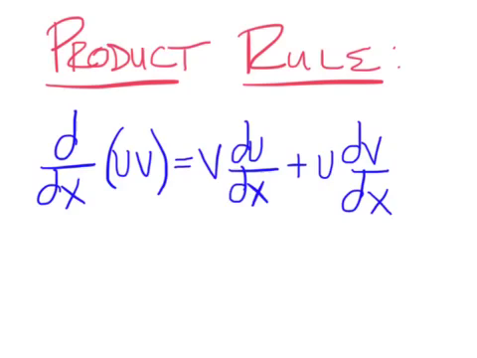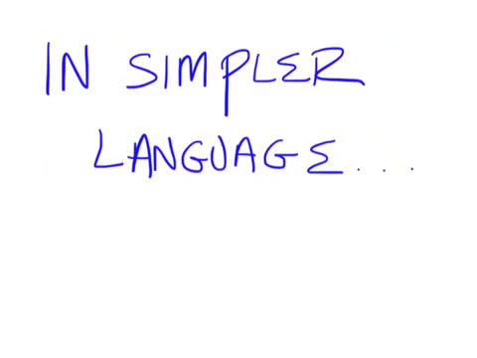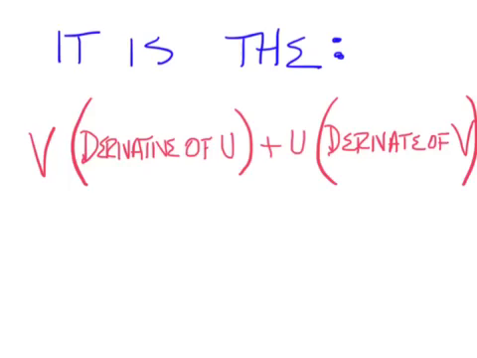So in simpler language, you have your v item times the derivative of u, plus your u item times the derivative of v. Maybe that looks a little better for understanding. But in terms of the actual problem, here it is coming up.